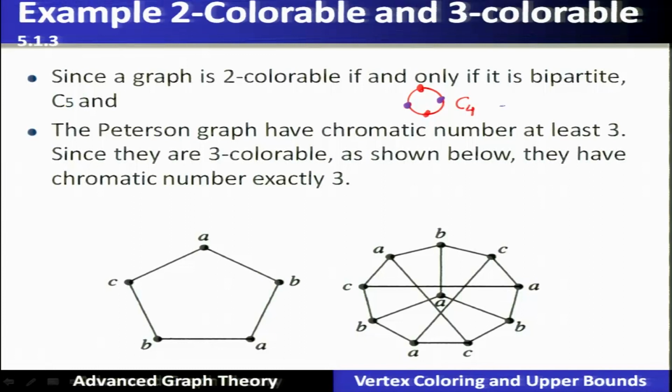So, this graph is two colorable, or the chromatic number of C4 is equal to 2, hence this is a bipartite graph. So, two colorable graphs are bipartite graphs.